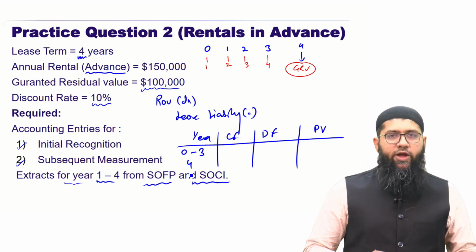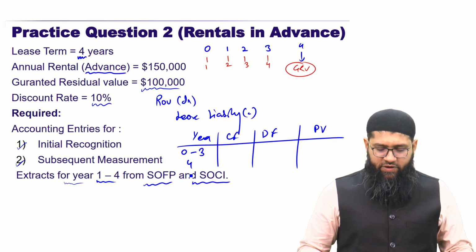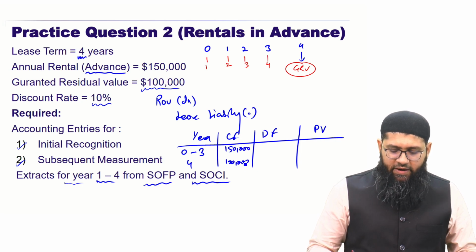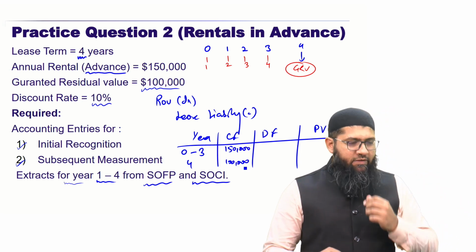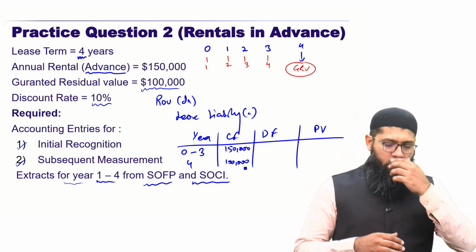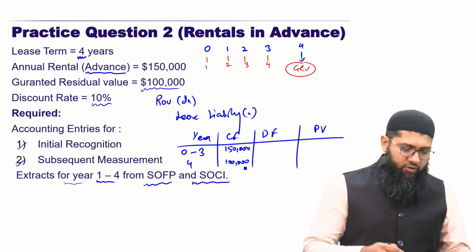And then there is going to be the guaranteed residual value at the end of time period 4. So it's going to be 150,000, and it's going to be 100,000. So you've got time period 0 till time period 3, which is 150,000, and then time period 4 where this is going to be 100,000.